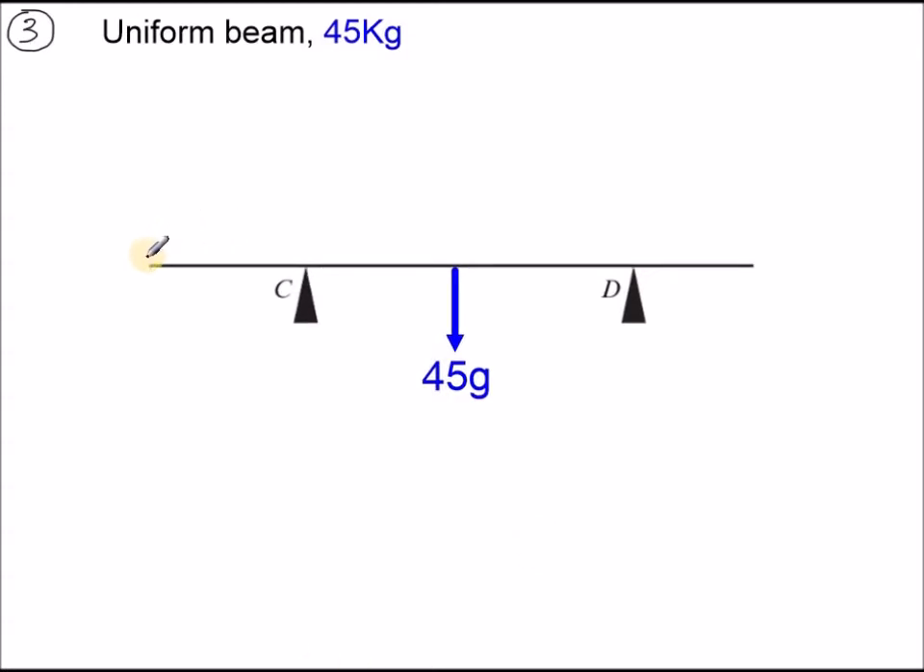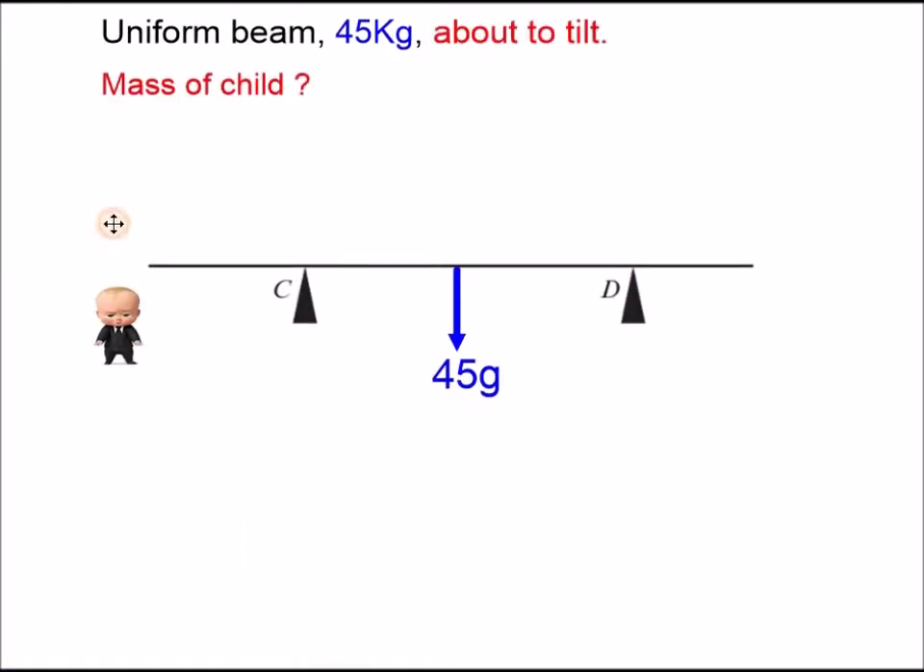And the distance from the end of the rod here to the support at C is not the same as the distance from this end to the support at D. And neither is this distance the same as this. Now a child stands at one end of this beam and the beam is about to tilt. The mass of the child is unknown.